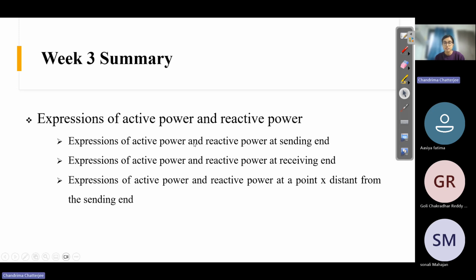In today's tutorial session, we shall do some numerical problems on the active power and reactive power in the sending end, active and reactive power in the receiving end, and also, if some intermediate point is given between the sending end and the receiving end, how we can find the active power and reactive power.